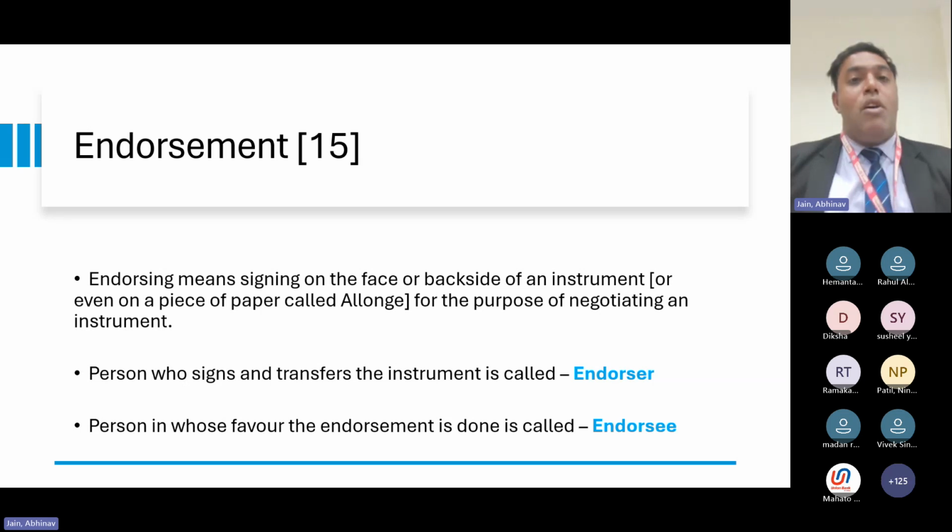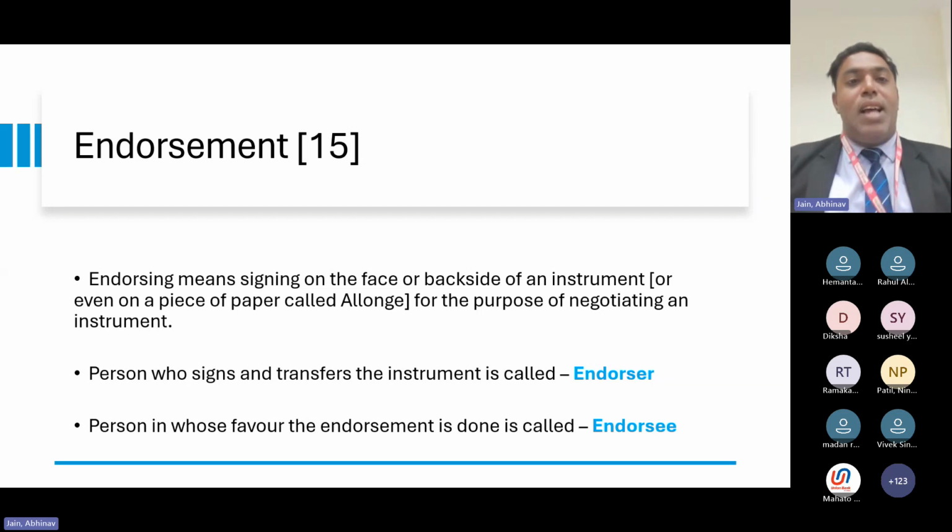Now, when we talk about endorsement, endorsement is defined under section 15 of NI Act. First of all, remember this. Section 15 of NI Act talks about endorsement. Endorsing means signing on the face or backside of an instrument or even a piece of paper called allonge for the purpose of negotiating an instrument. Let's say a check is drawn in my name and I sign on the back and I endorse it to someone else. So that is endorsement. You all know it. It is defined under section 15 of NI Act.